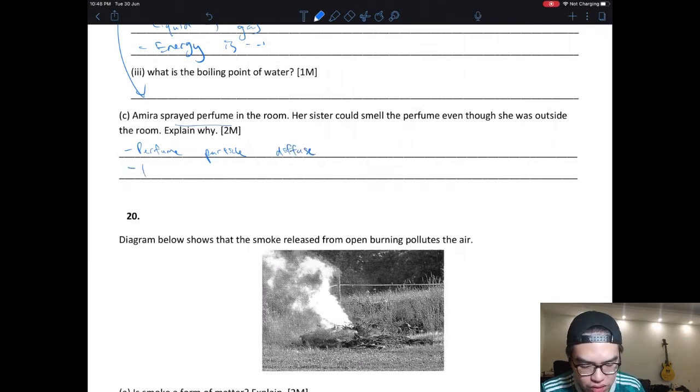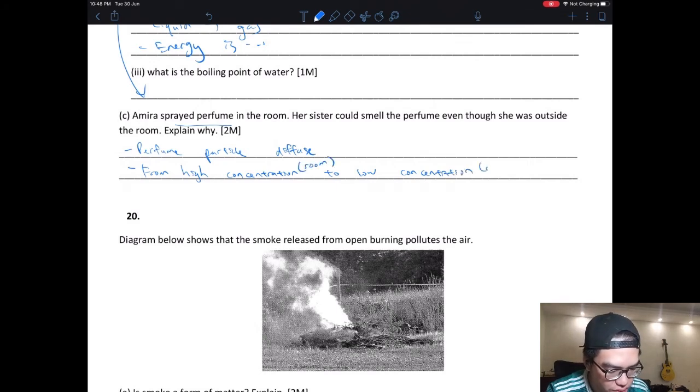From high concentration, which is in the room, where I spray this part. When I spray it here, this is high concentration. It will go to the low concentration, which is outside the room. From high concentration to low concentration. So you can even bracket here. High concentration is the room. Low concentration is outside the room. Diffuse in air. That should give you 2 marks easily.